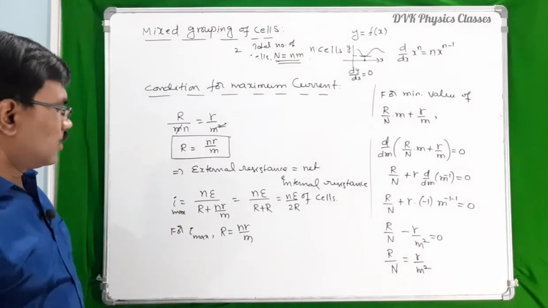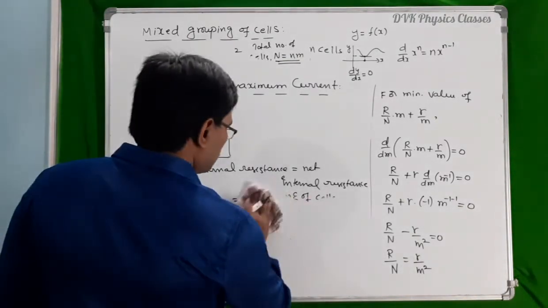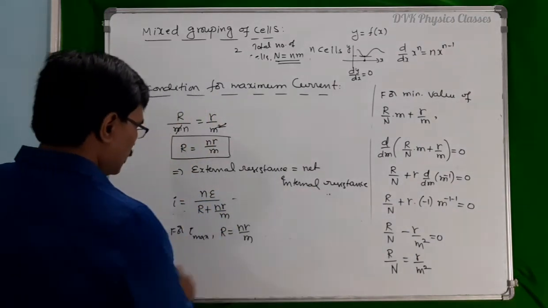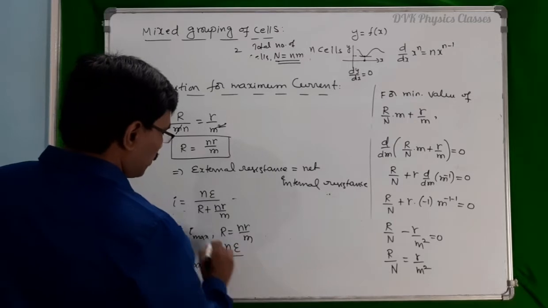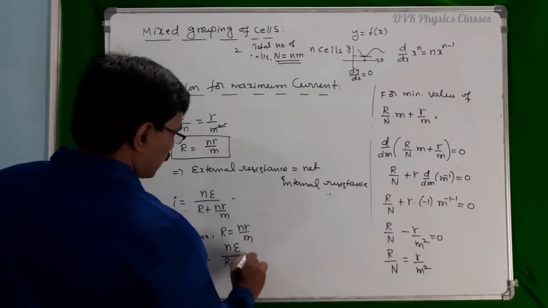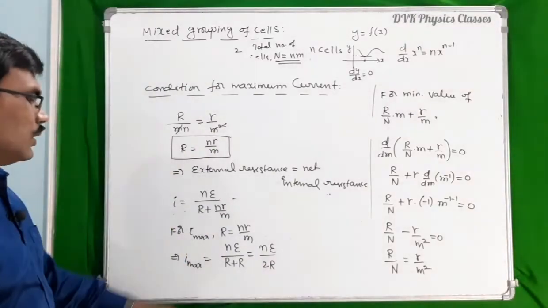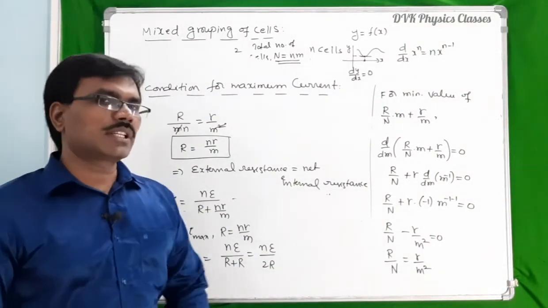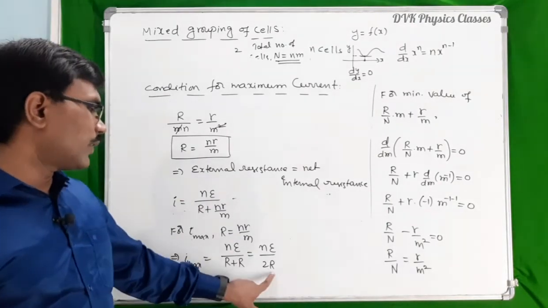Or otherwise, let me write in a separate step. It will be nice then. So I maximum is equal to NE upon R plus R, which is NE upon 2R. So this is the maximum current that can be drawn from the mixed grouping of cells. This is in terms of external resistance.